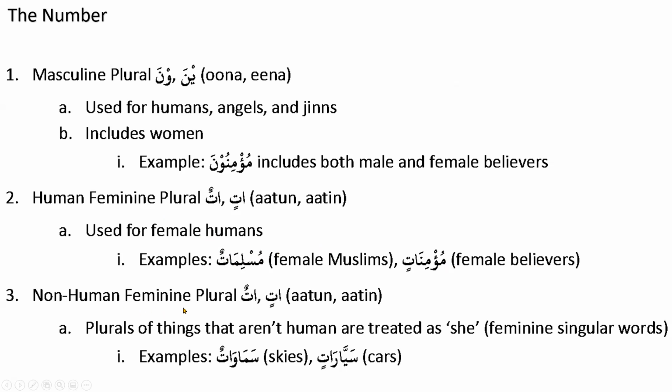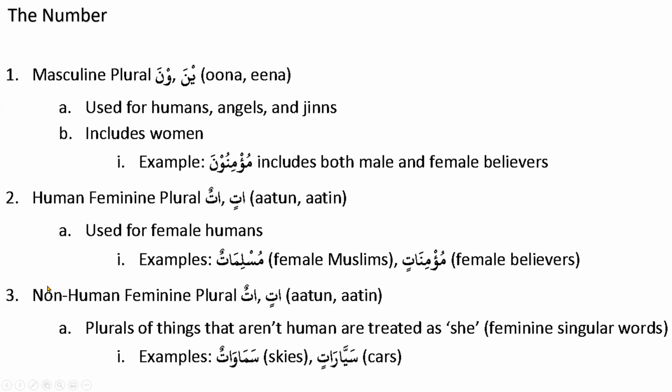Non-human feminine plural could also end with atun and atin. Plurals of things that are not human are treated as 'she', feminine singular words, and I'm going to talk more about that, inshallah ta'ala. For example, sky, samawatun, and sayyaratin. These also end with atun and atin. So these are feminine plural, but non-human feminine plural, and they also come from the chart because the combination is atun and atin.